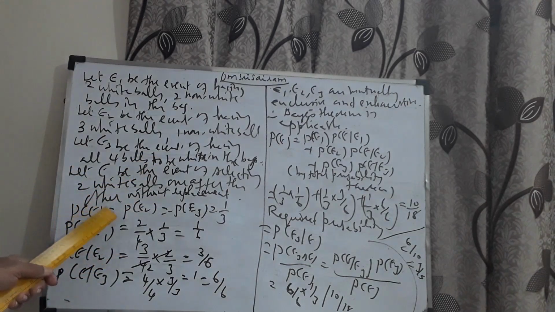P of E1 equal to P of E2 equal to P of E3 is equal to 1 by 3. Those are one out of those 3 different possibilities. Now for each, it is equal to 1 by 3. Next, P of E given E1.